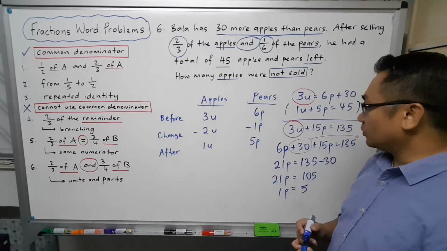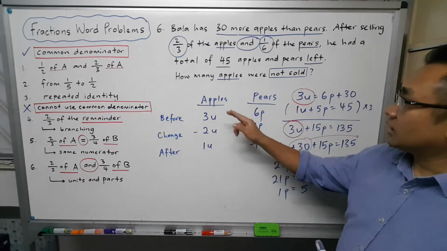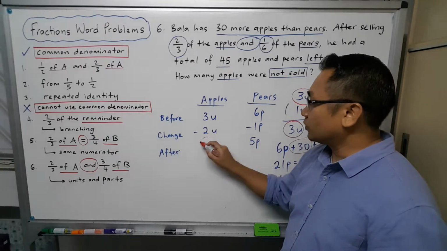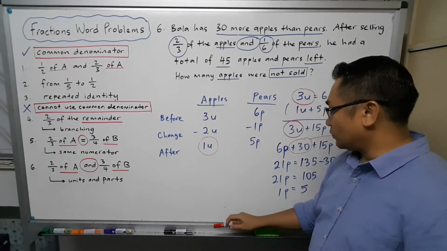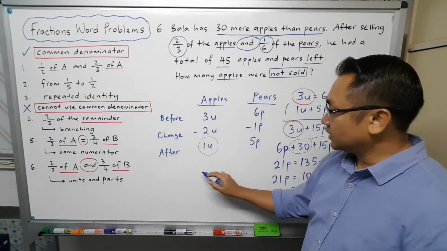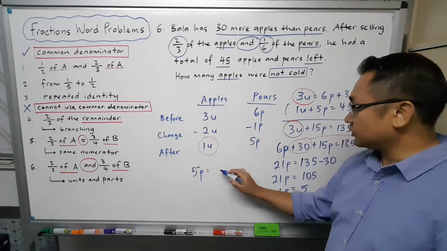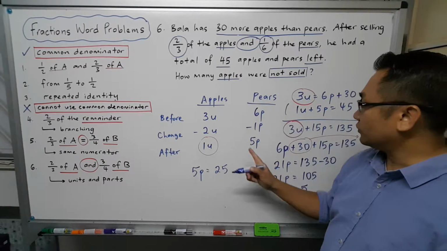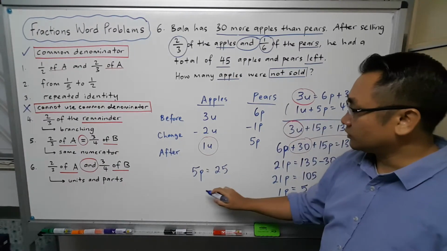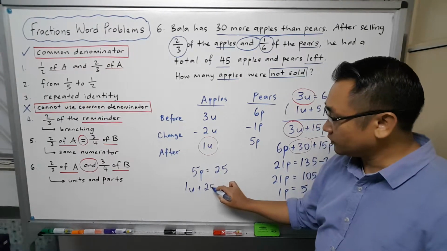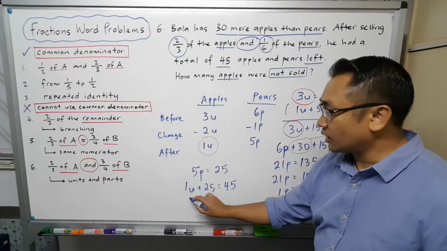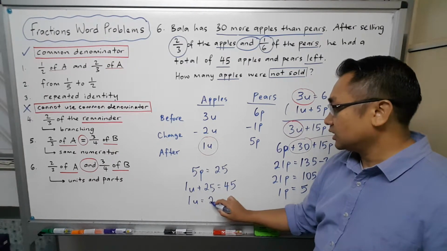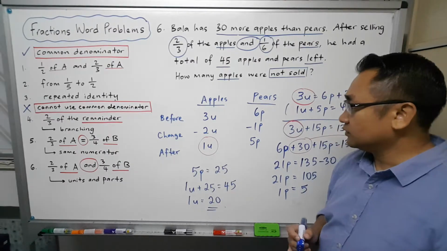Now since we know that 1 part equals 5, how do we find the number of apples that were not sold? Basically we need to find 1 unit. If 1 part is 5, what is 5 parts? 5 parts will be 5 times 5, 25. And since we know that the total left is 45, 1 unit plus 5 parts is 45. That means 1 unit plus 25 equals 45. How do we find 1 unit? 45 minus 25, and that will give us 20. So that is the final answer.